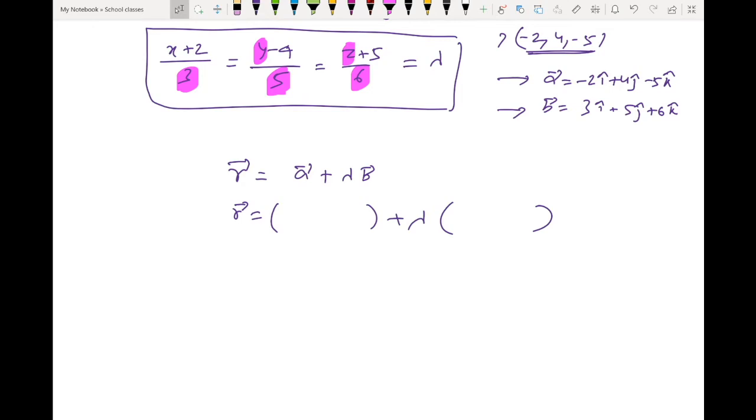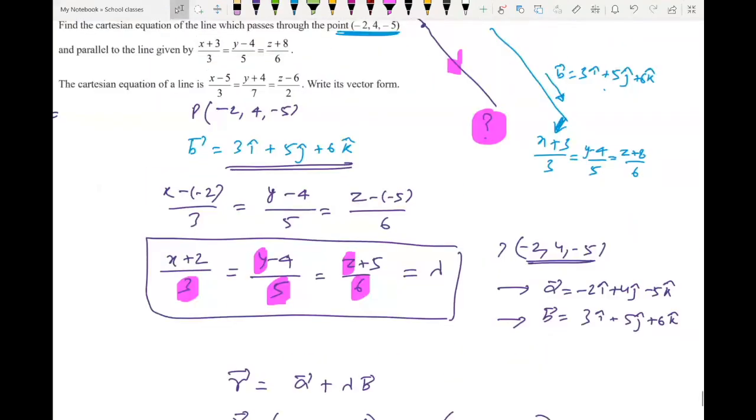Yes, everyone has to do this. Just put the values of vector A and vector B. So this is not a difficult chapter, students. This is a very simple chapter, in fact, a scoring chapter. Okay, we have another question.